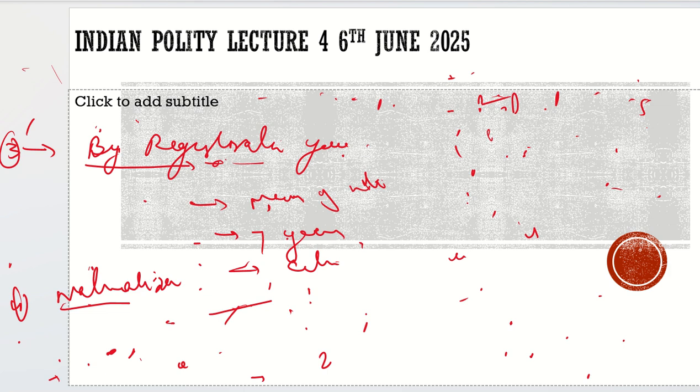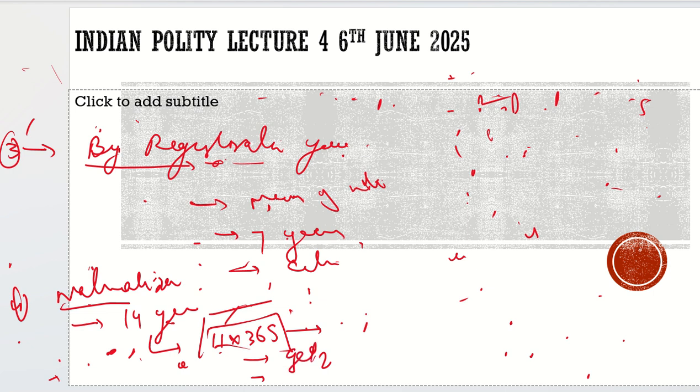The fourth way is naturalization. What is naturalization? Come to India and stay in India for 14 years before applying. Within these 14 years, for a certain number of days, or in the last 11 years, you should be present in India. Then you will get the citizenship. But after doing this, you have to follow certain conditions too. What are those conditions?